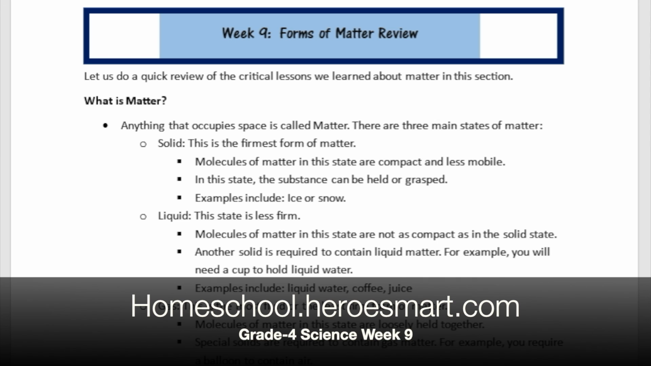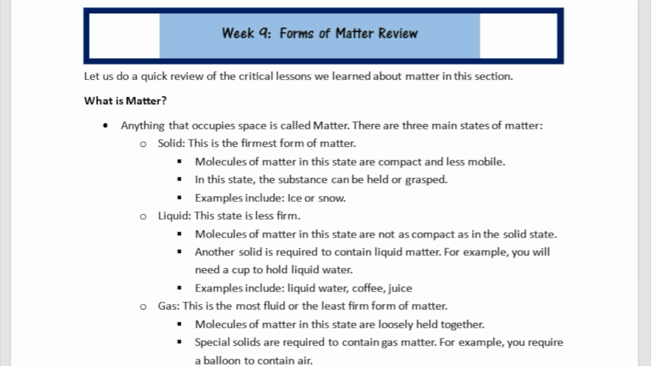Okay, so we're going to be talking about different forms of matter review. For the past 8 or 9 weeks, we've been talking about different components of matter, what matter is, different states of matter. We conducted experiments to understand how matter can change from one state to another. We formed solutions with different kinds of matter. Now let's try to wrap it all up so we don't forget it.